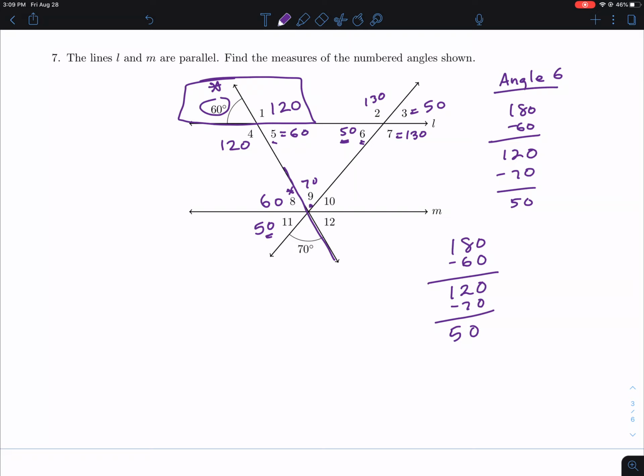Now we can finish this up because angles 11 and 10 are vertical angles, so that means angle 10 is 50. And angles 8 and 12 are vertical angles, so that means angle 12 is 60. So there's a lot of different ways you can do this. There are two whole properties I didn't use that I could have used. So again, this is just one way that you could go about solving it.